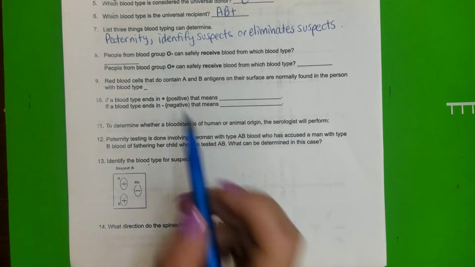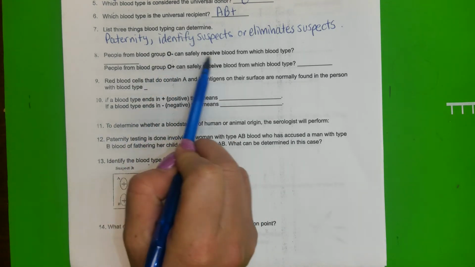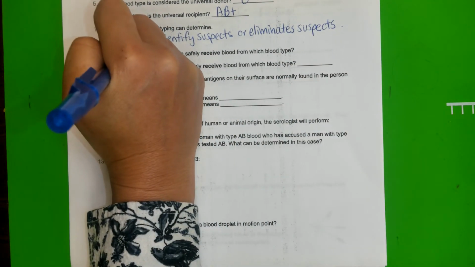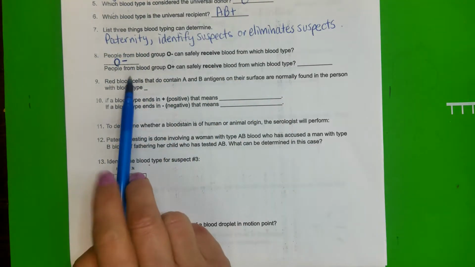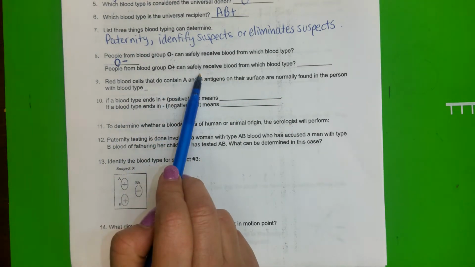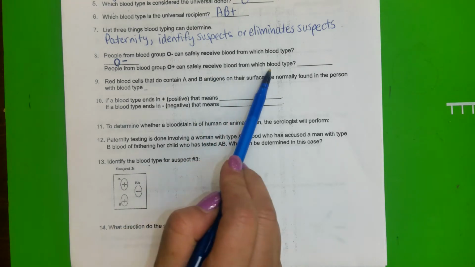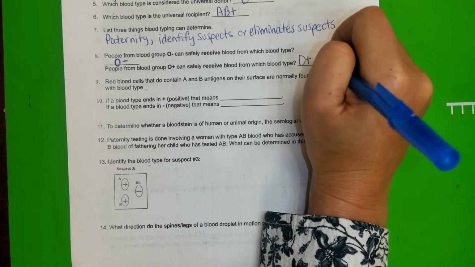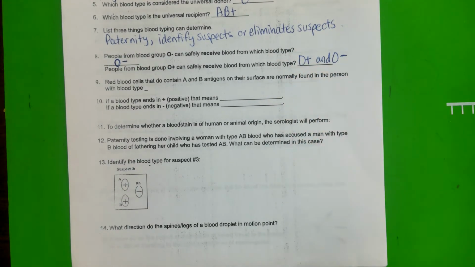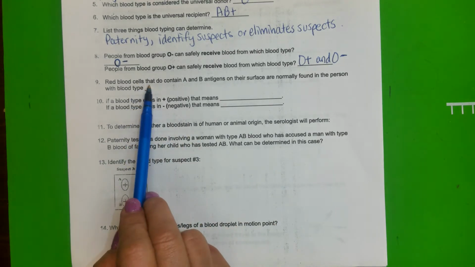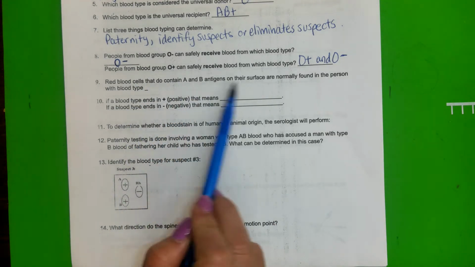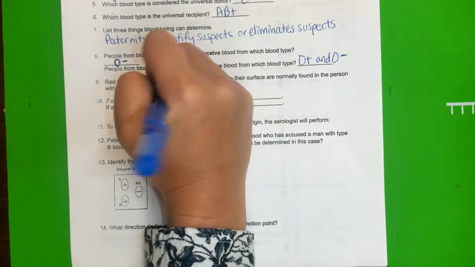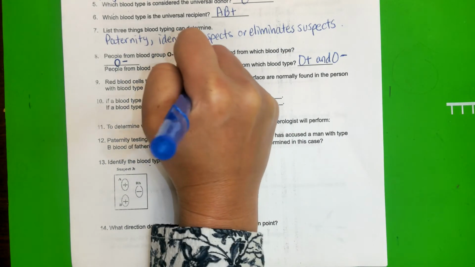Number 8, people from blood group O negative can safely receive blood from which blood type? For this one, it would be O negative only. People from blood group O positive can safely receive blood from which blood type? That will be O positive and O negative. Number 9, red blood cells that do contain A and B antigens on their surface are normally found in the person with AB blood type.